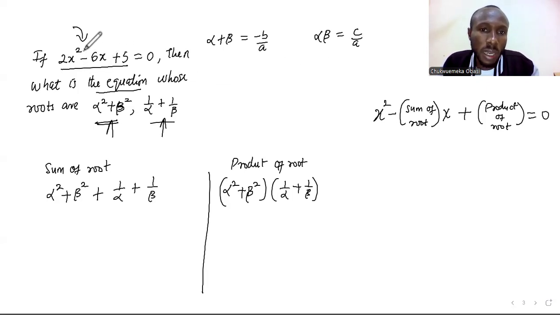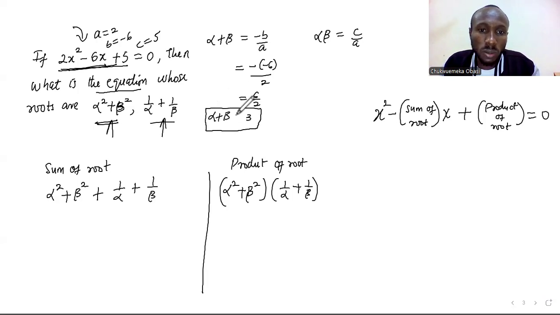So now from here, you know what your a is. Your a is going to be 2, the coefficient of x squared. Your b is going to be minus 6, the coefficient of x. And your c is going to be what? 5, right? So let us get the sum of root and the product of root of this equation given to us already. All right, so what is alpha plus beta? That's minus b over a. So what is b? b is -6. That's going to be -6. And the a is just 2. So that's going to give us 6 over 2, and that is 3. Right? So alpha plus beta is just 3.